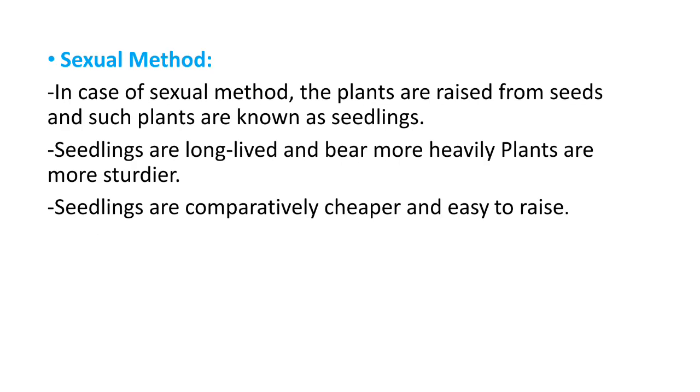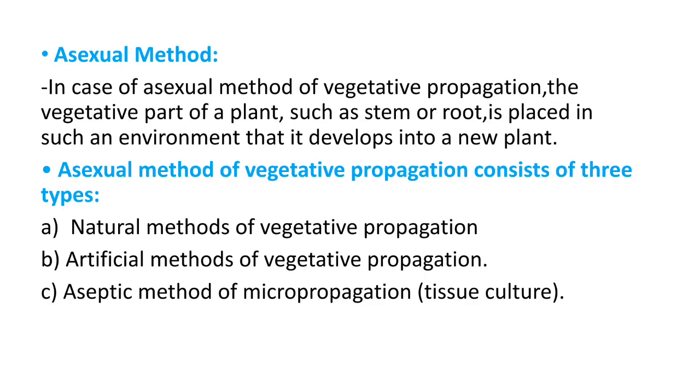Sexual method. In the case of the sexual method, the plants are raised from seeds and such plants are known as seedlings. Seedlings are long-lived and bear more heavily, and the plants are sturdier. Seedlings are comparatively cheaper and easy to raise.